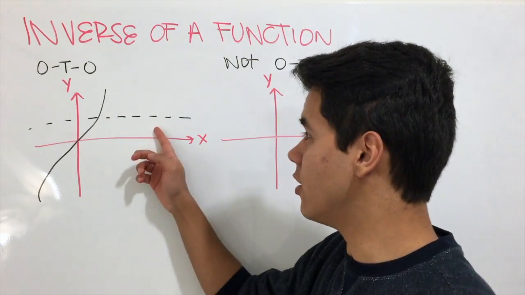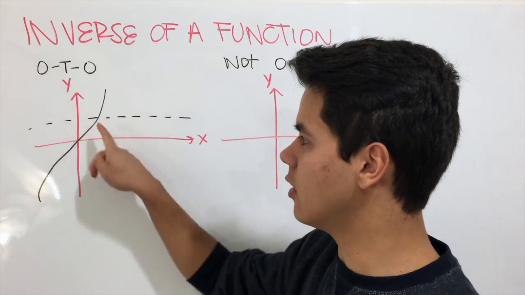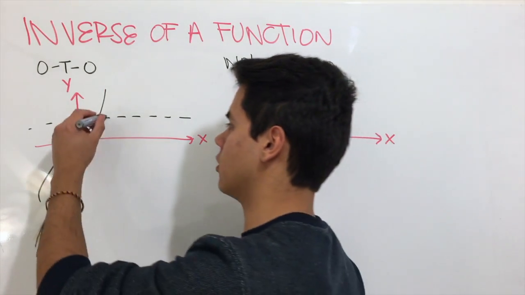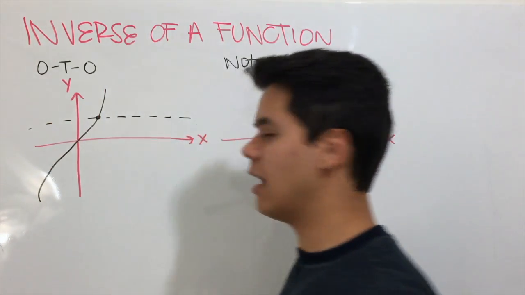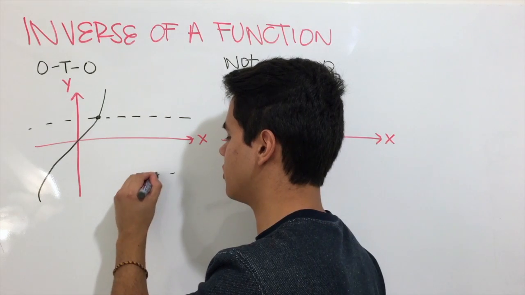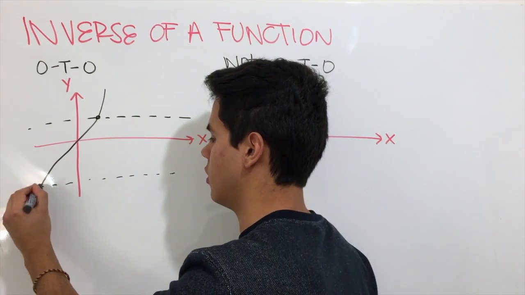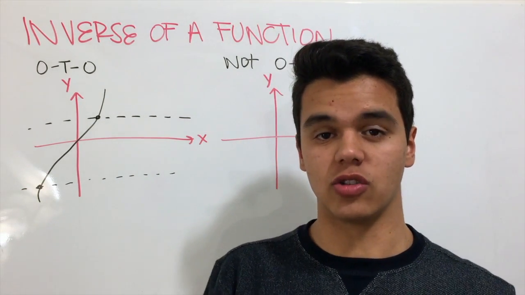So as we can see here, if we draw a horizontal line, it just crosses the function right here. And same if we draw it wherever in its range, it's always going to cross just once.